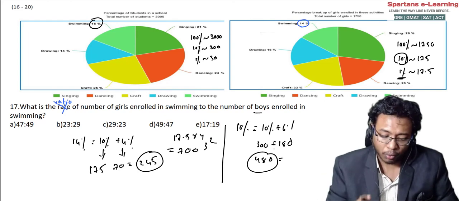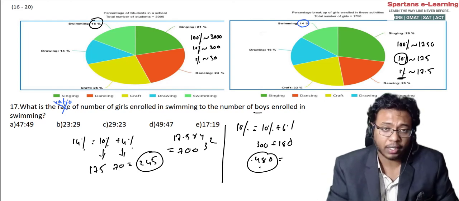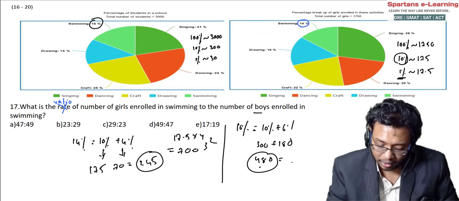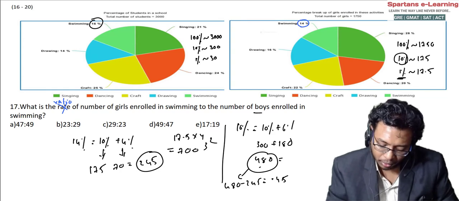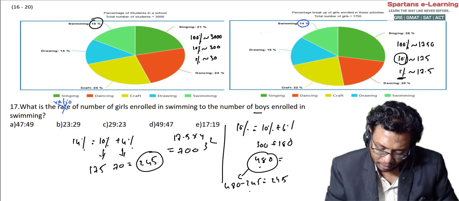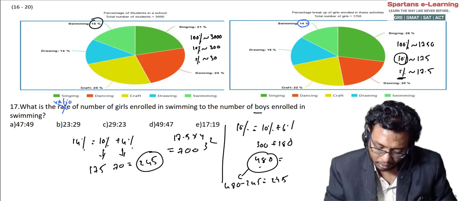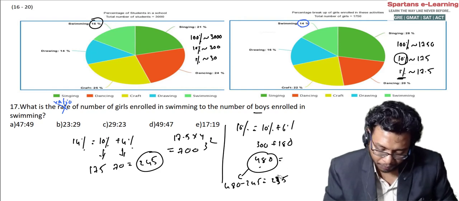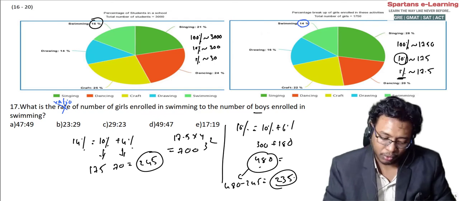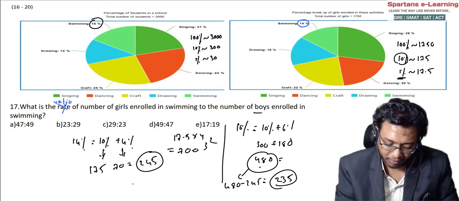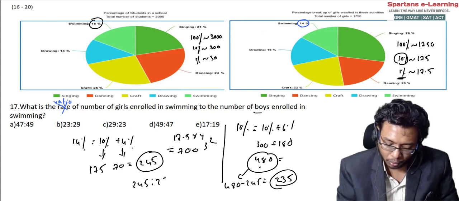Now to get only boys, what you have to do? From 480 you have to subtract 245. So this will be, I'll write it here, 480 minus 245. If you subtract 245, you will get 235, right? So your answer will be 245. Final answer will be 245 is to 235.